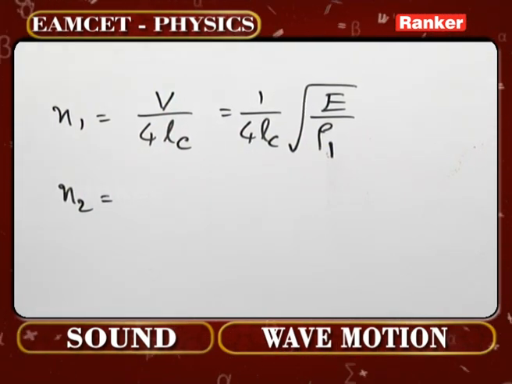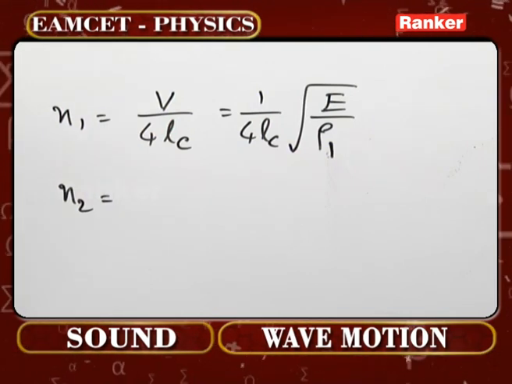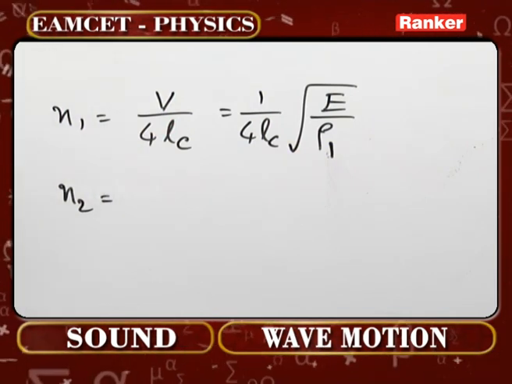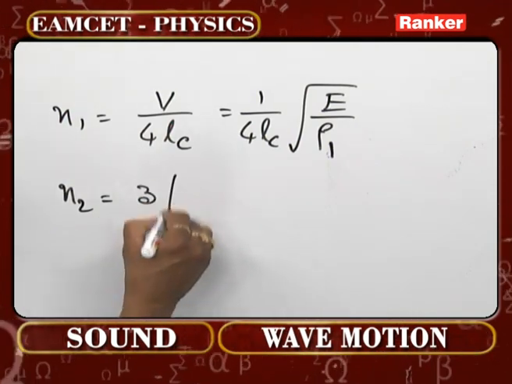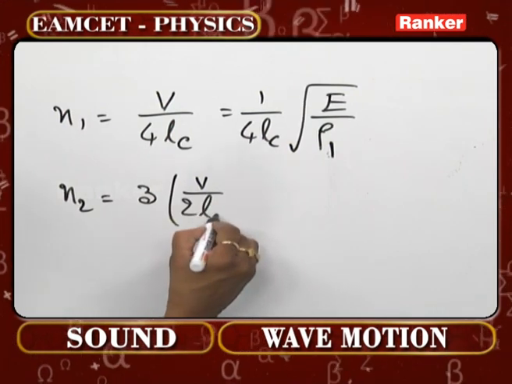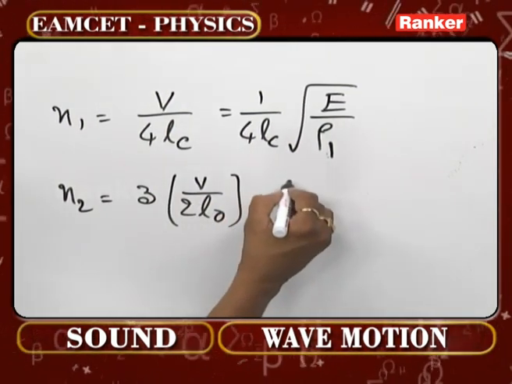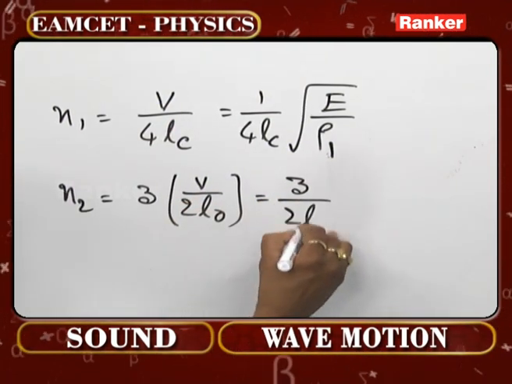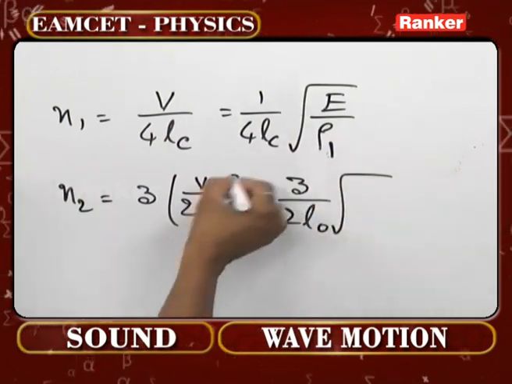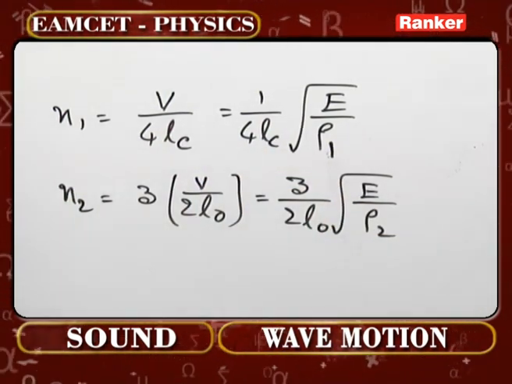Both open at both ends and containing a gas of density ρ2 is vibrating in its third harmonic. That is the concept that has been given. Third harmonic means 3 times V by 2L, where L open is what I am talking about. So we can write this directly this way: 3 by 2L open, root of E by ρ2. That is the equation.